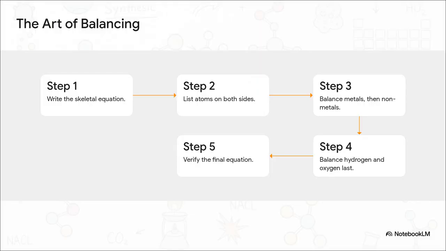And that is exactly why we have to balance equations. It's not magic, it's more like a fun logic puzzle to make sure our recipe follows that law. And while there are a few steps to it, the goal is always the same. Make sure you have the exact same number of each type of atom on both sides of the arrow.